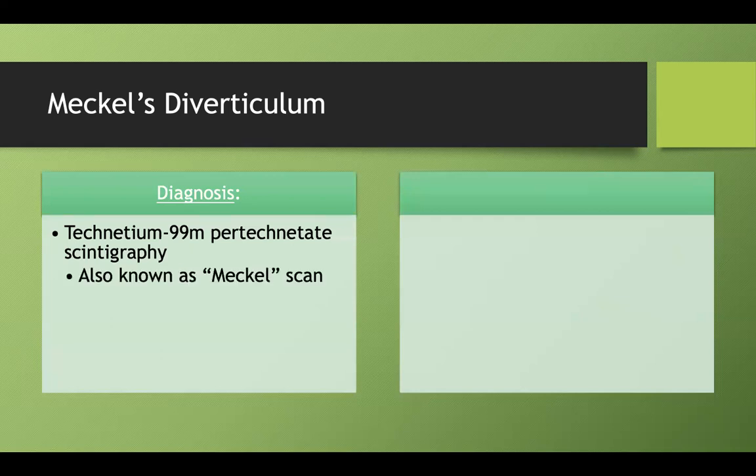It's called a Meckel scan in real life, but they're not going to give you that on a test because they're not nice. And I just want you to know what this pertechnetate scan does so it's easier for you to remember. Its whole job is to detect gastric mucosa.